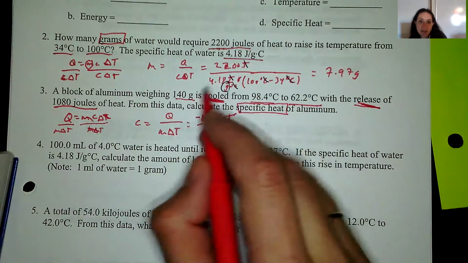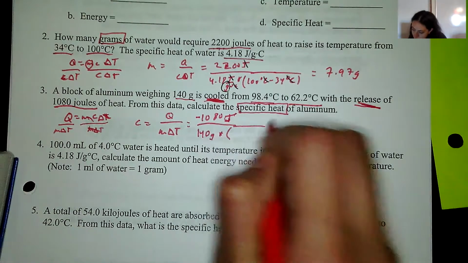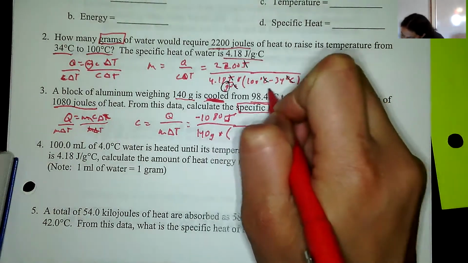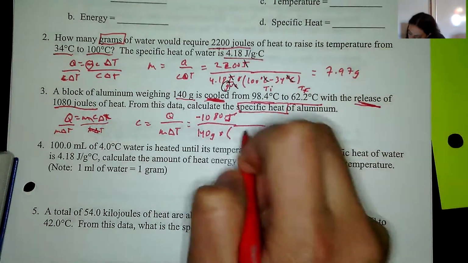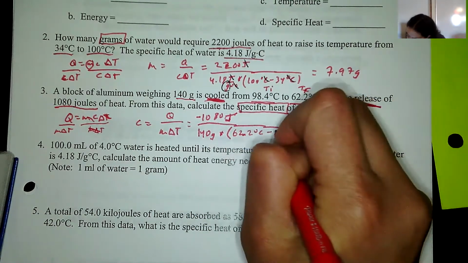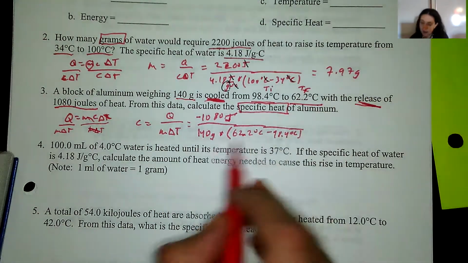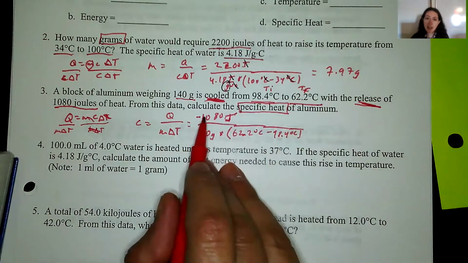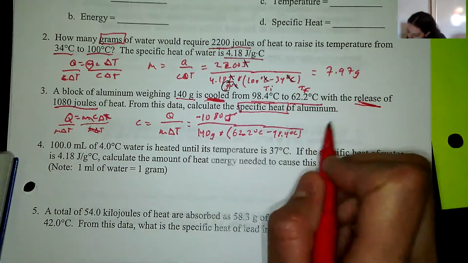Okay, mass was 150 grams. And we have to multiply that by the change in temperature. Now, here are the changes. It is cooled. The initial temperature was actually the hotter one, and the final was the colder. So we actually have to do 62.2 degrees Celsius minus 98.4 degrees Celsius, which, if you think about it for a second, is going to be a negative number. But if we've got a negative number in the numerator and we're dividing it by another negative number, it's going to work out and be a positive.